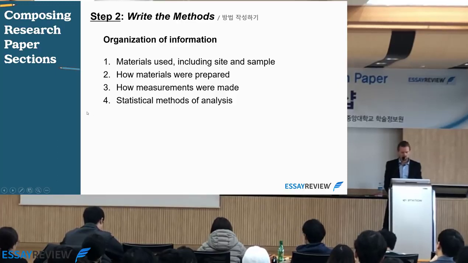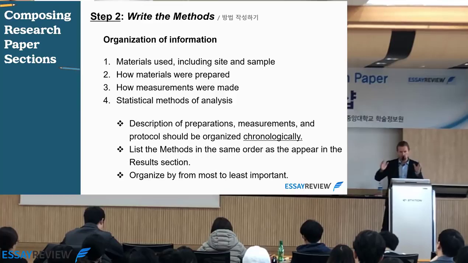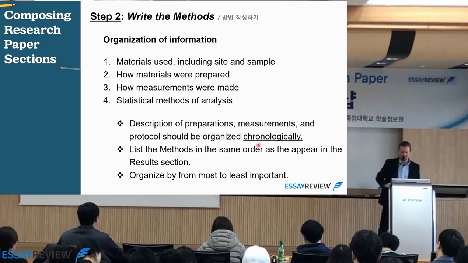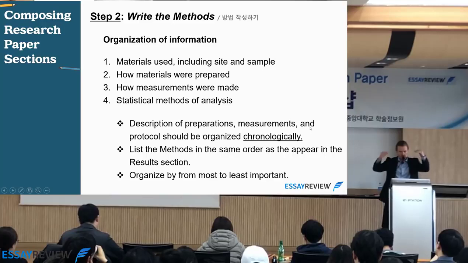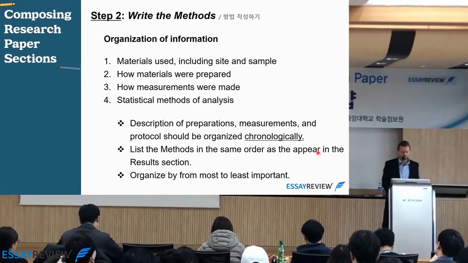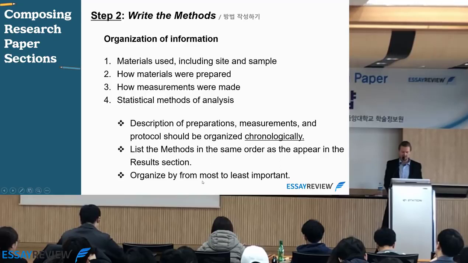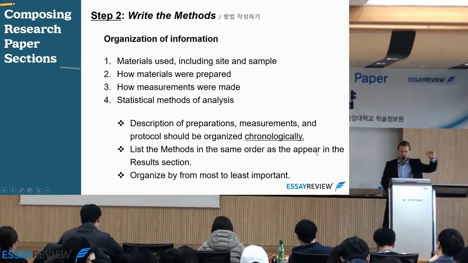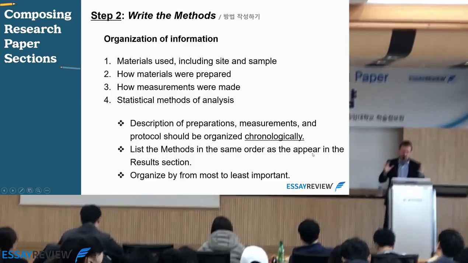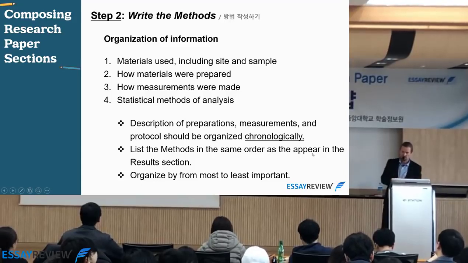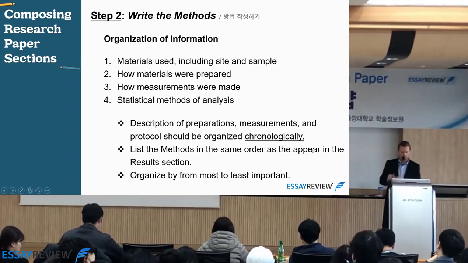Okay, here's some rules. If you think about it chronologically, what did you do first? We did this first, and then we did this, and then we did this. That's a good way to organize. Also, when you do the results, your results should be in the same order as your methods. You can also organize it from most to least important. So if you have methods that are very, very central, put those first. If you have other methods of analysis where the details are not the most important, but you might want to tell your reader about them, then put them last.